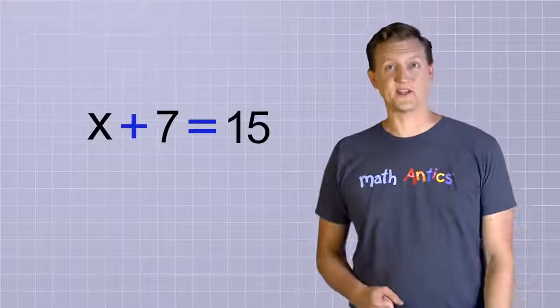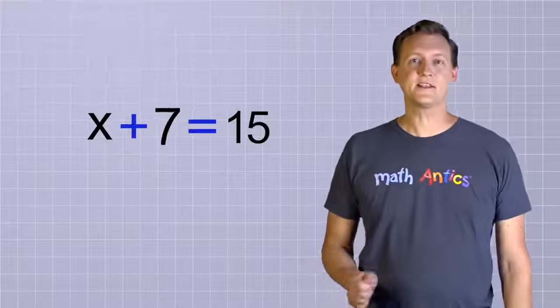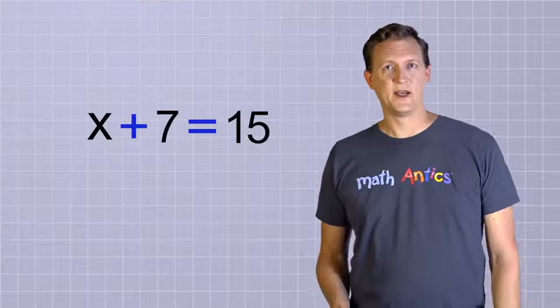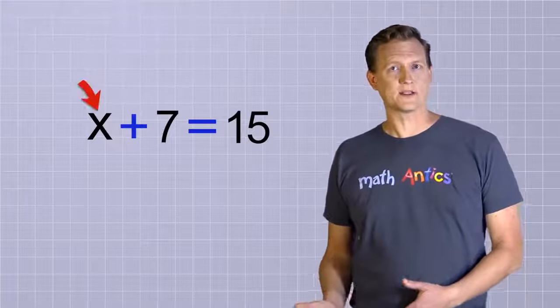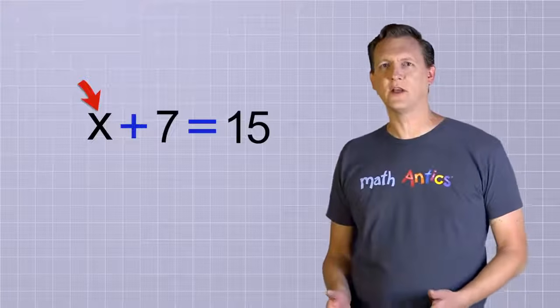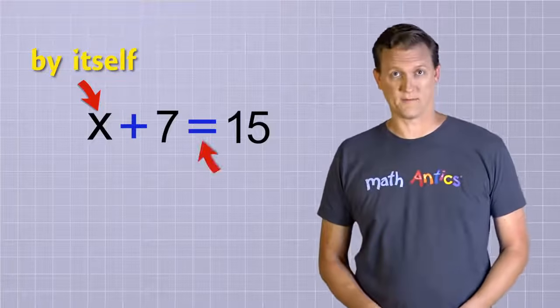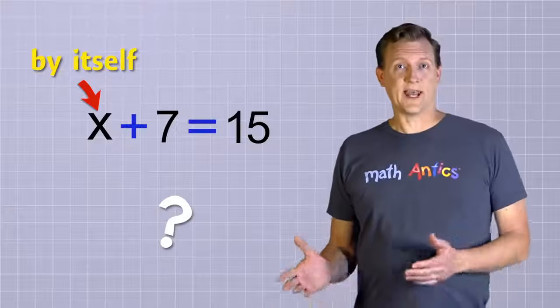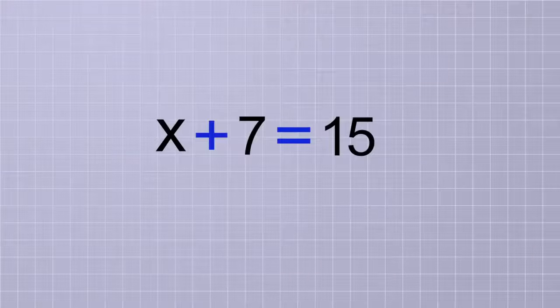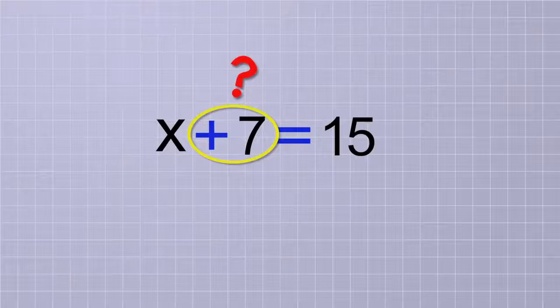And here's our first example. x plus 7 equals 15. To solve for the unknown value x, we need to rearrange the equation so that the x is all by itself on one side of the equal sign. But what can we do to get x all by itself? Well, right now, x is not by itself because 7 is being added to it. Is there a way for us to get rid of that 7?